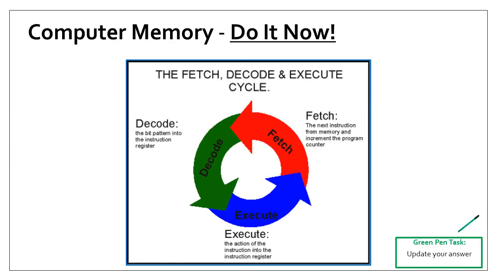And lastly, here are the answers to the do now right up at the beginning of the lesson. Fetch, decode, execute cycle starts with fetch. The next instruction from memory and increment the program counter. Execute is the action of the instruction being put into the instruction register. And finally, decode the bit pattern into the instruction register. Okay, that's the answers anyway.